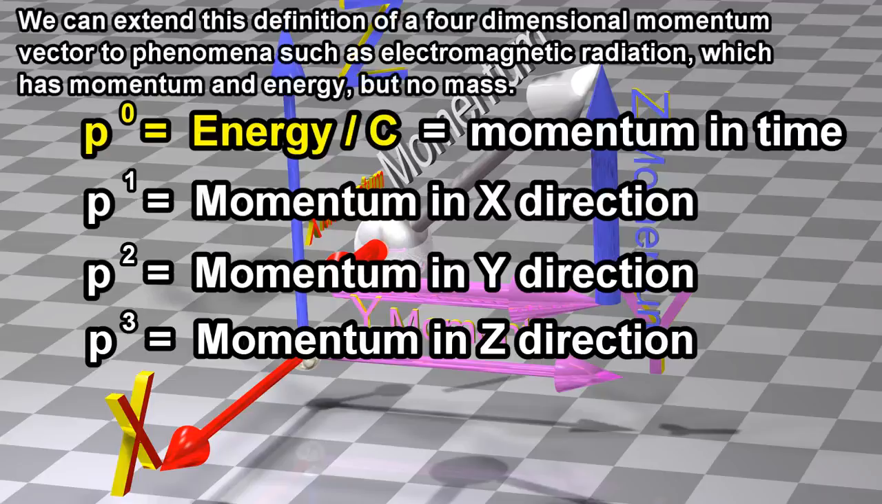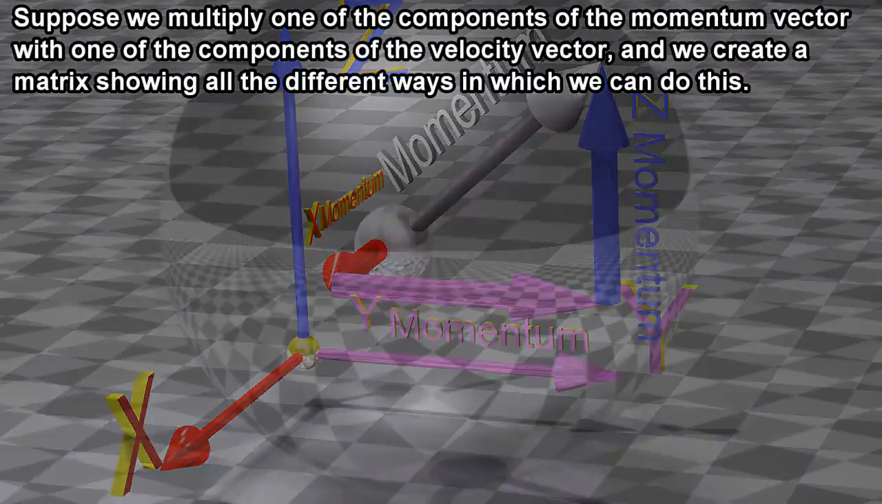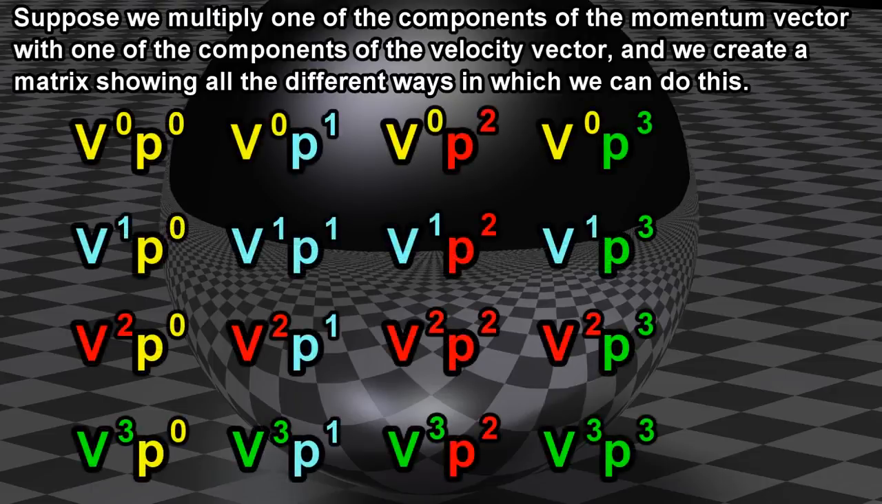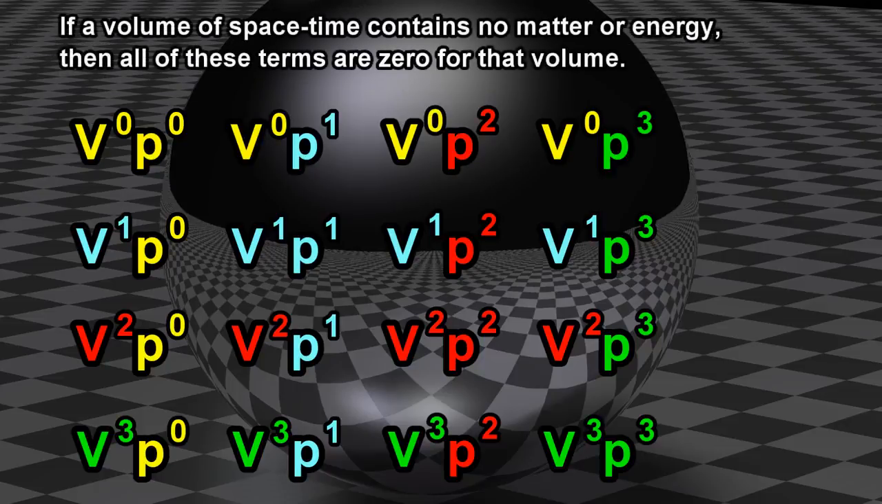We can extend this definition of a 4-dimensional momentum vector to phenomena such as electromagnetic radiation, which has momentum and energy but no mass. Suppose we multiply one of the components of the momentum vector with one of the components of the velocity vector, and we create a matrix showing all the different ways in which we can do this. If a volume of space-time contains no matter or energy, then all of these terms are 0 for that volume.